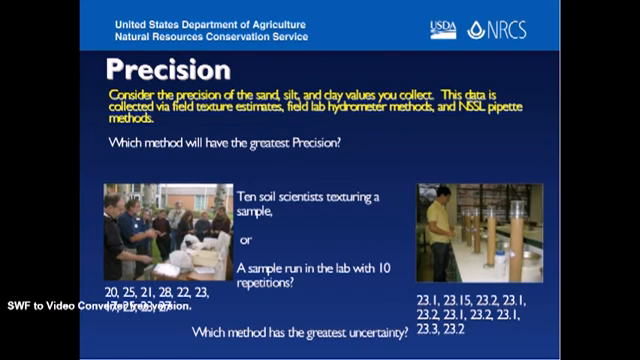Let's take a real-world example here, and let's consider the precision of the sand, silt, and clay values that you collect. This data is collected via field hand-textured estimates. It's also collected using the field lab hydrometer methods and through the analysis through the NSSL pipette method. So which method is going to have the greatest precision? Let's assume we got 10 soil scientists texturing a sample, or we have a sample run in the lab with 10 repetitions. Which method is going to have the greatest level of uncertainty? That's the key here. Take a look at just the estimates between what we could have come up with as a group of 10 versus the estimates or the actual results through the pipette method.